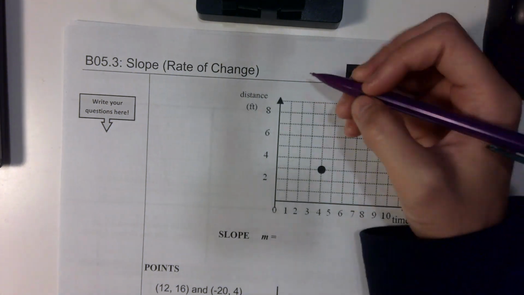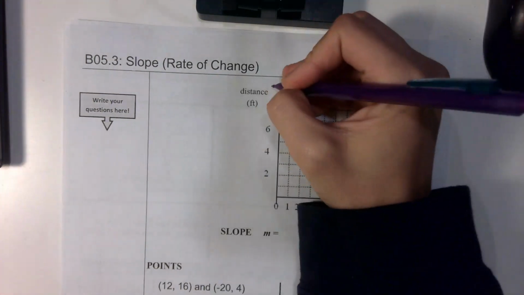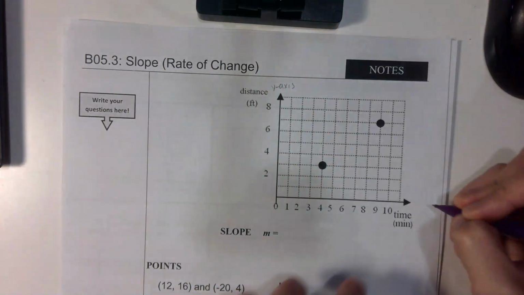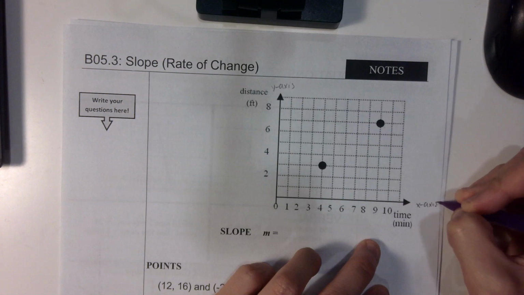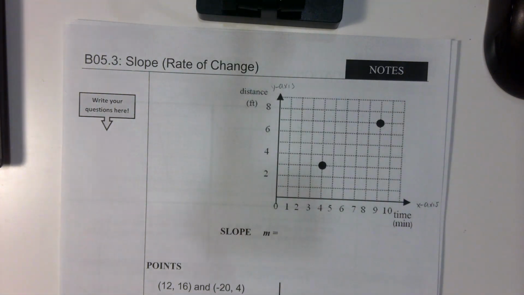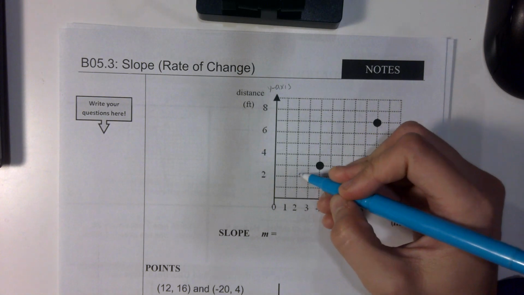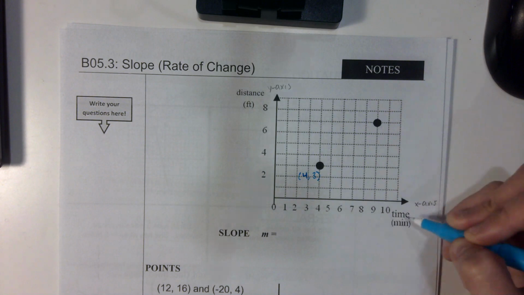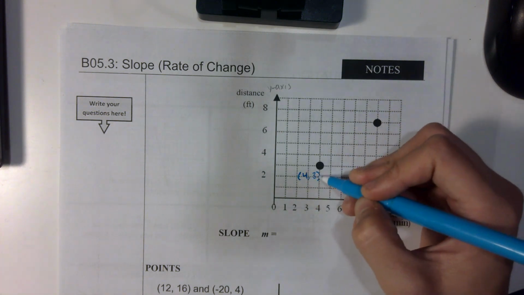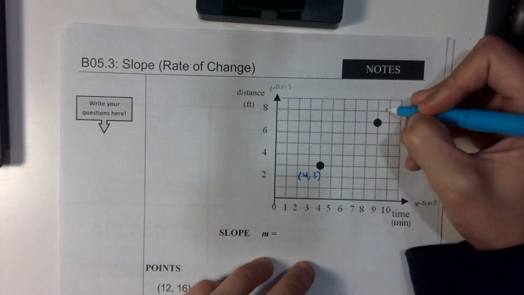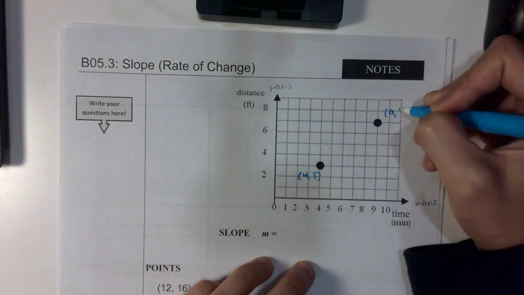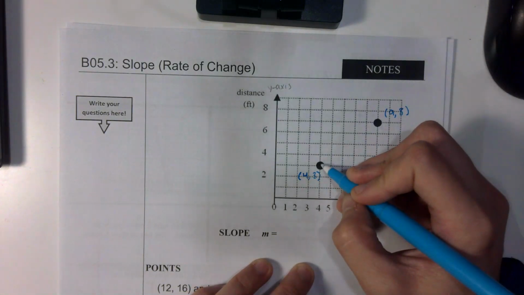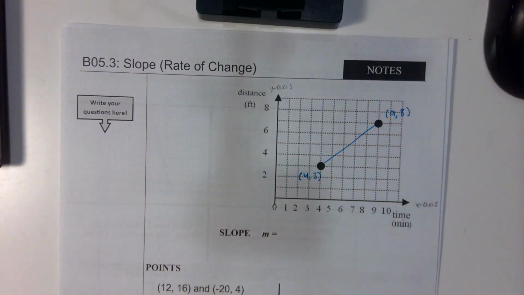So we know that this is our y-axis, right? And this is our x-axis. And so if we're going to label our points, we have here, this is 4, 3. So 4 minutes gives us 3 feet in distance. And then right here we have 9 minutes gives us 8. So if we were to connect this, this is showing us rate of change. So this is our distance and our time.